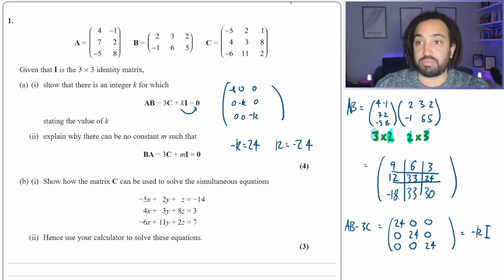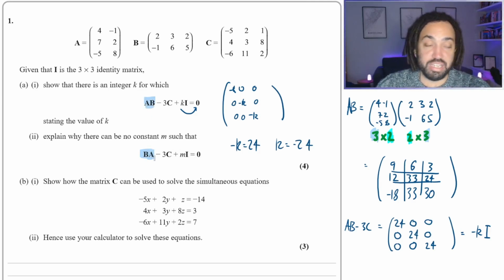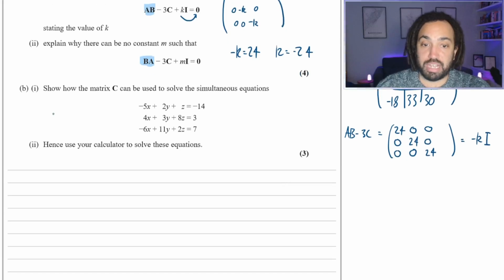Okay, lovely. Let's move down. Next it says explain why there can be no constant m such that this equation holds. Well, this equation is different because it has b times by a rather than a times by b. And what happens if we try and do b times by a?